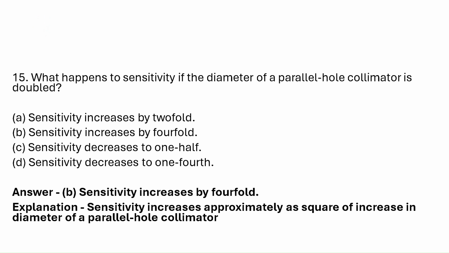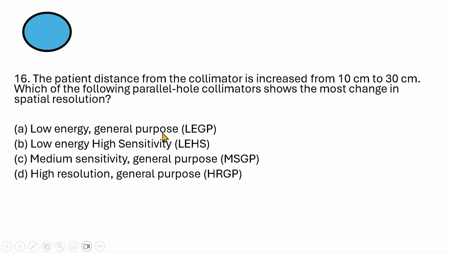What happens to the sensitivity if the diameter of the parallel hole collimator is doubled? If the hole diameter is doubled, there will be an increase in sensitivity, but one should know the relation between the two. The sensitivity increases approximately as the square of the increase in the diameter of the parallel hole collimator, so if it is doubled, the sensitivity will increase fourfold.